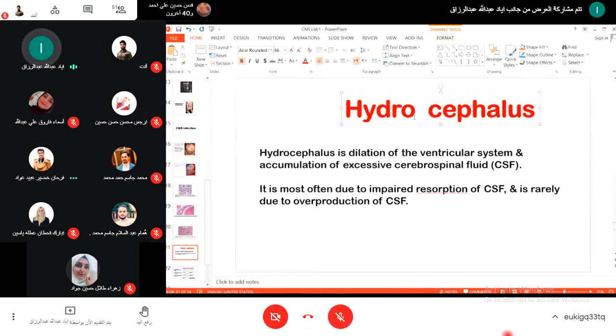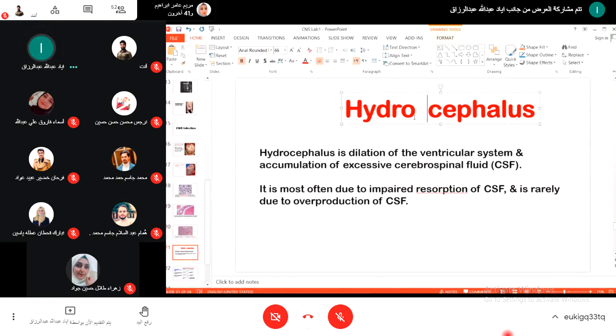There is excess fluid in the brain, and the fluid we mean is not brain edema but the CSF, cerebrospinal fluid. In Arabic we call it استسقاء الرأس. It is characterized by dilatation of the ventricular system and accumulation of excessive cerebrospinal fluid. There is increased cerebrospinal fluid in the ventricular system.